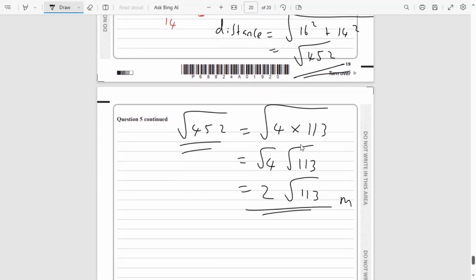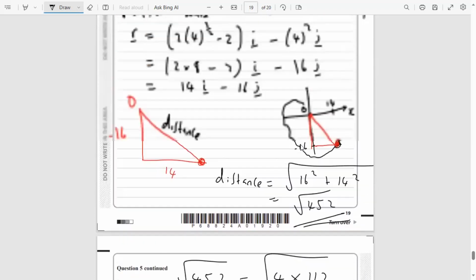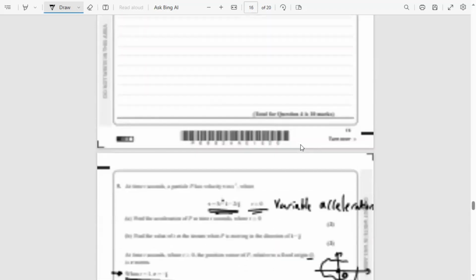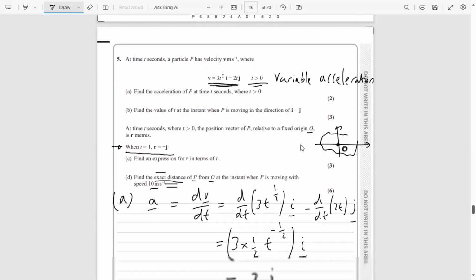Any questions, do leave a comment and I'll get back to you. But hopefully that was helpful for a variable acceleration question. And remember, if you do have a velocity which is given as a non-linear expression in terms of t, then when you differentiate that, you're going to get an acceleration in terms of t. And an acceleration that depends on t is a variable acceleration because it's an acceleration that depends on time. So again, any questions, let me know.